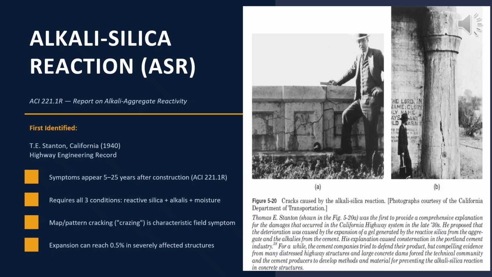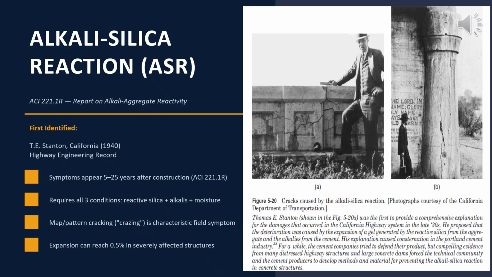Let's discuss the alkali-silica reaction, or ASR, first. The ASR was first identified and documented by Thomas Stanton in California in 1940, based on his observation of distress in highway pavements. It took several more decades before the profession fully understood the mechanism and developed reliable prevention strategies. Why does ASR matter so much?